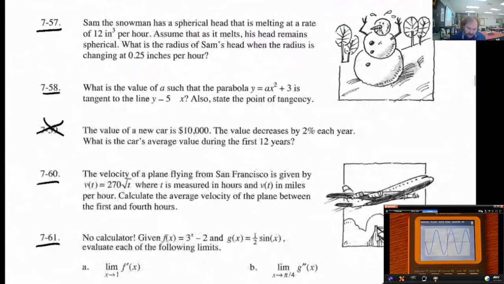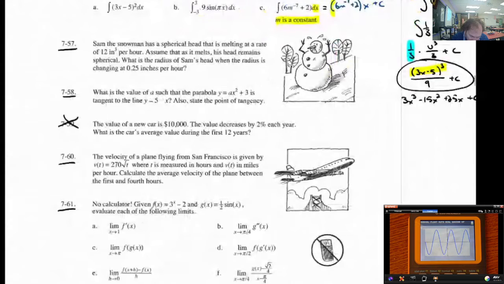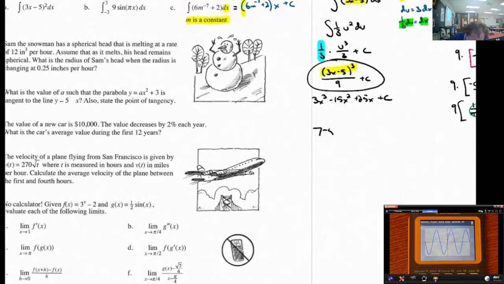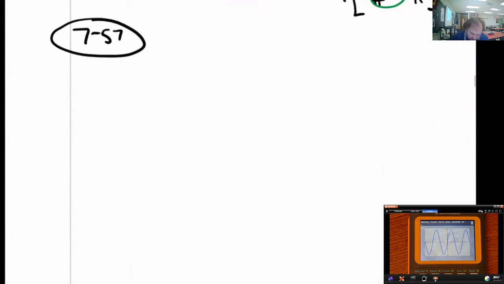757. Sam the Snowman has a spherical head and is melting at a rate of 12 inches cubed per hour. Assume that as it melts, his head remains spherical. What is the radius of his head when the radius is changing at 0.25 inches per hour? This is a related rates problem, and they gave us pretty much everything we need, so let's just think about it really quick. We are thinking about a sphere that is melting over time.